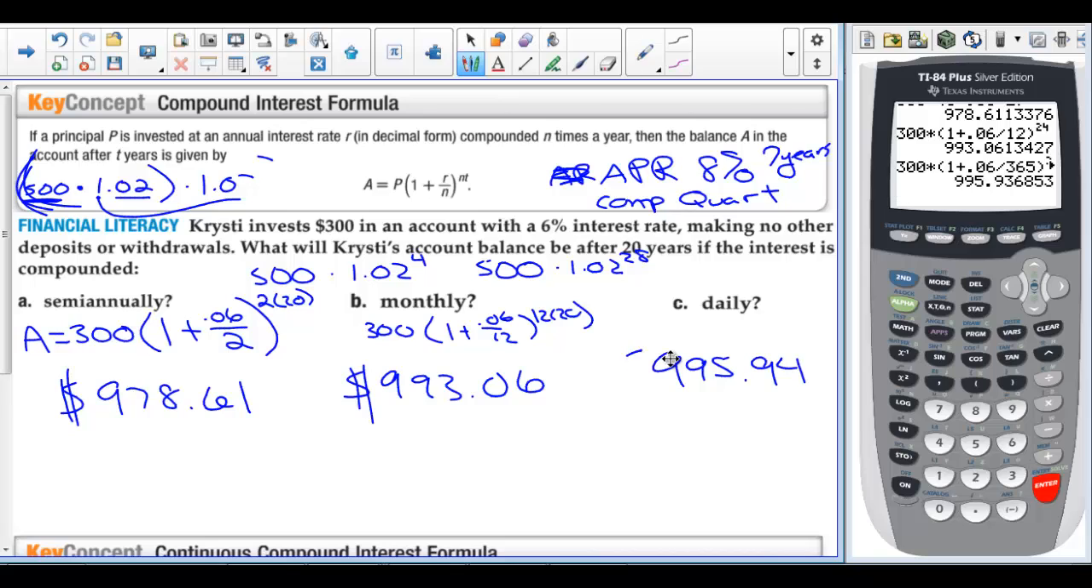Now, you're going from 12 times a year to 365 times a year. Wow, that seems like you should get a lot more money. Not 93 to 95, but remember, we're taking that percentage and we're dividing by 365. So even though you're getting it 365 times a year, the percentage is so small that it doesn't make a huge difference. But you do get more money though. Not a whole lot more.